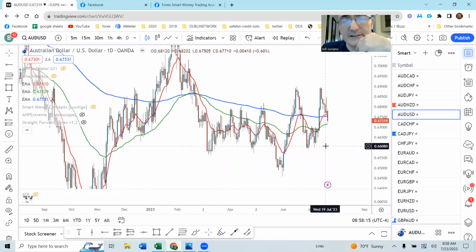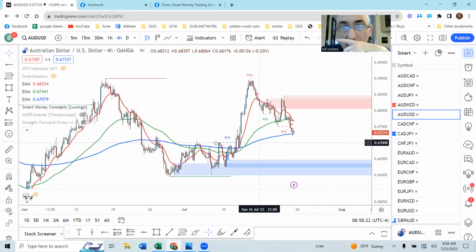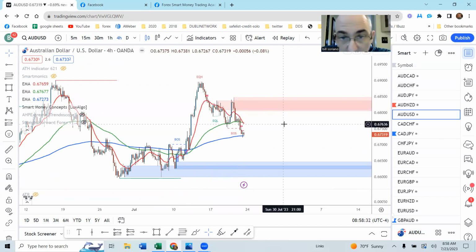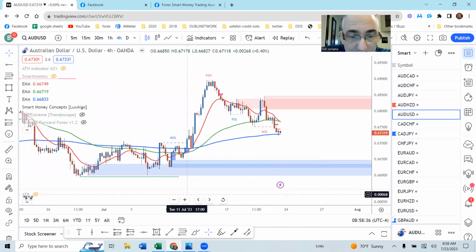The order flow is still kind of bearish to me. So if I drop down to the 4-hour chart, the indicator is giving us a couple areas to trade from. This newer area here, again, we don't have a nice engulfing candle.